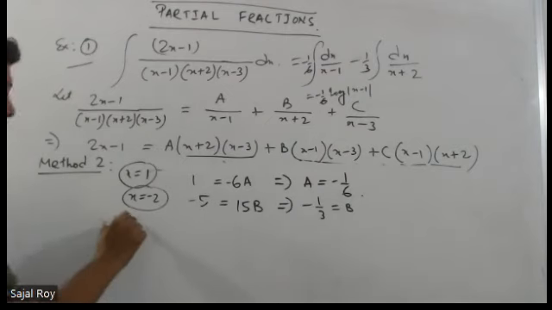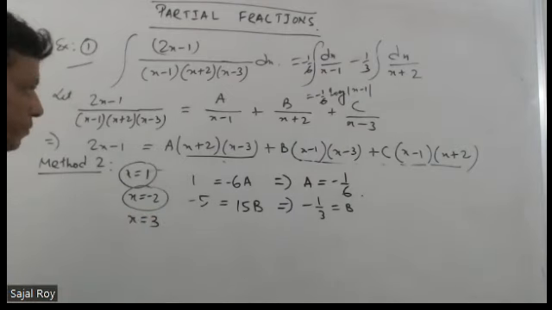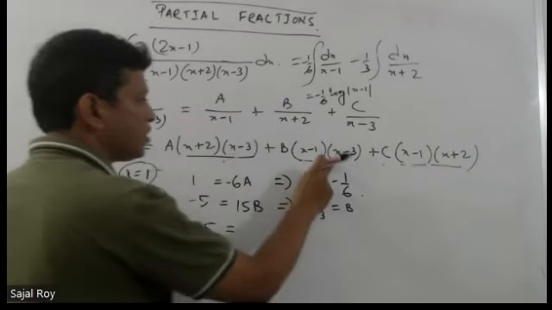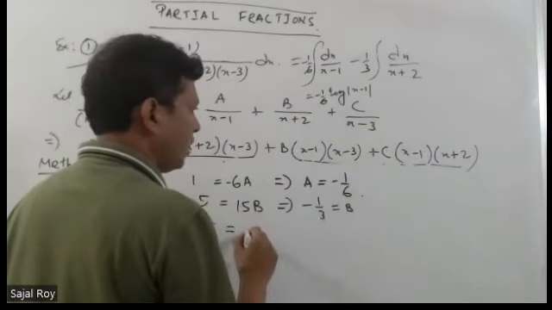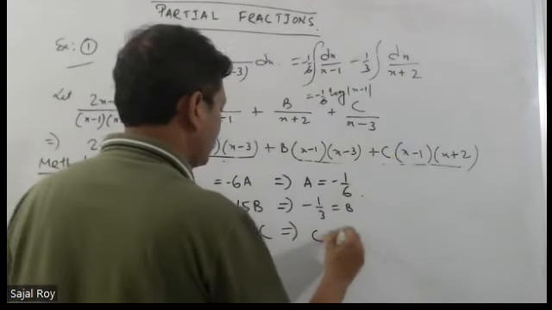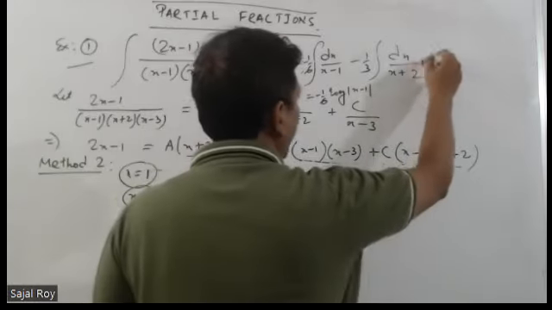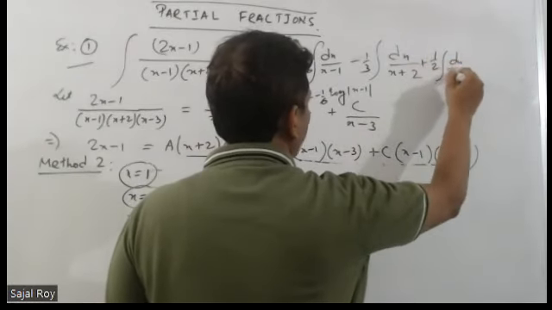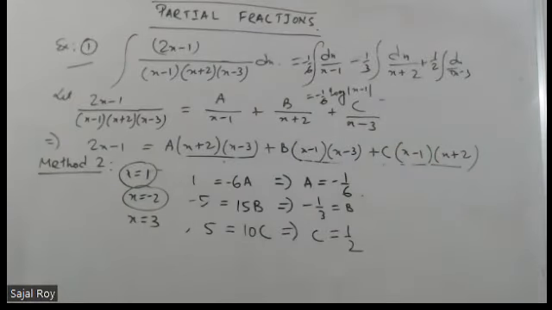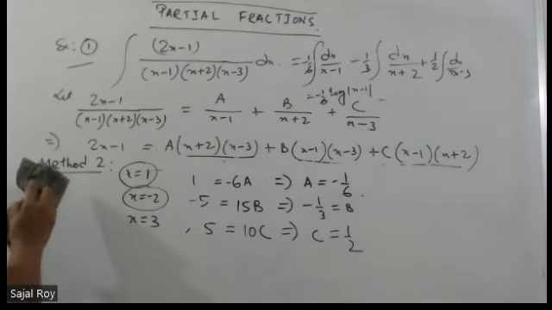Similarly, the last case, x equal to 3. If you substitute x equal to 3, this is 0, this is 0, but you will get 5 equal to 10c. Okay, fantastic. So c is going to be half. So lastly you will get half into dx by x minus 3, and you will get the result of integration directly and very quickly. So this is the easier one, right? Easier one to calculate.